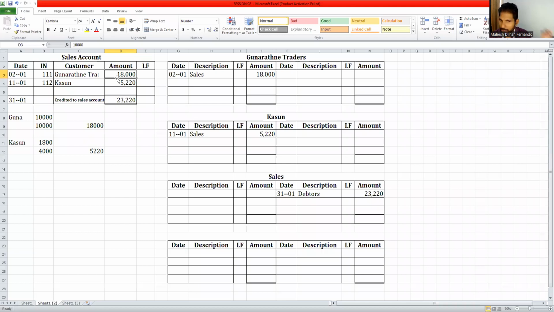So please make sure that you perform the correct calculations. And on the same day, Gunaratna's account is debited 18,000.